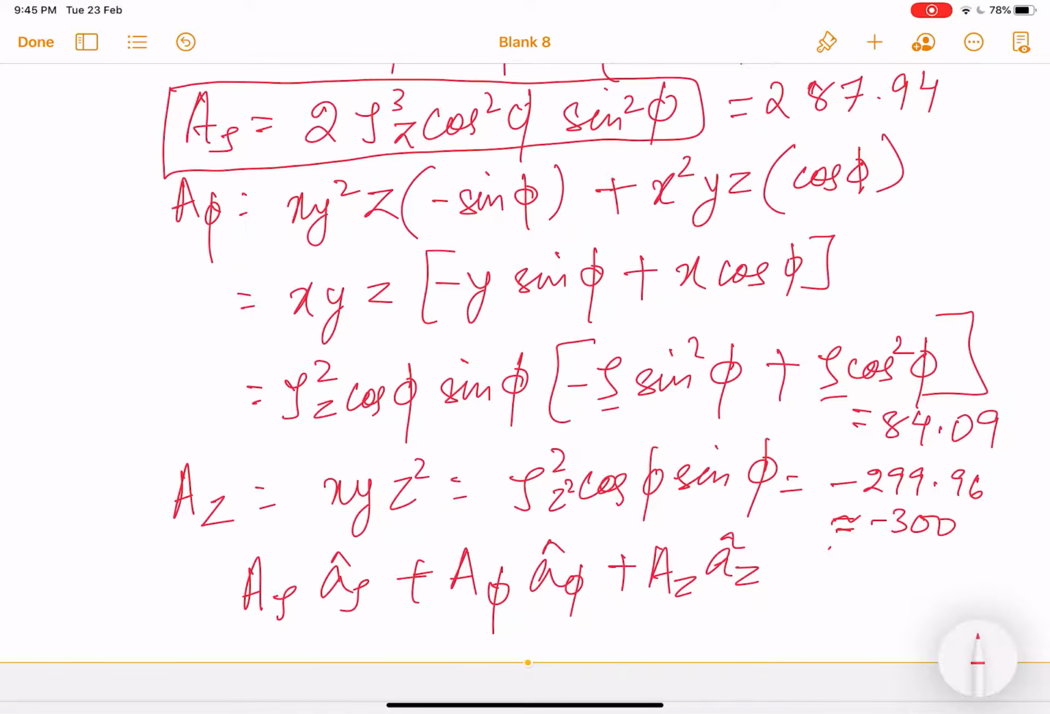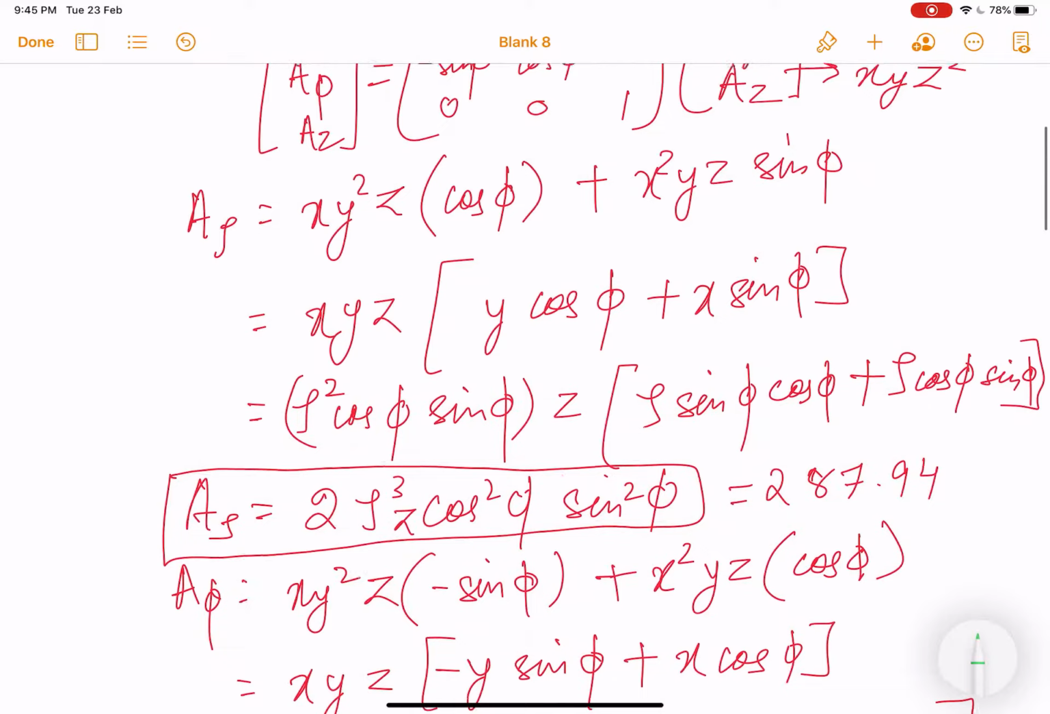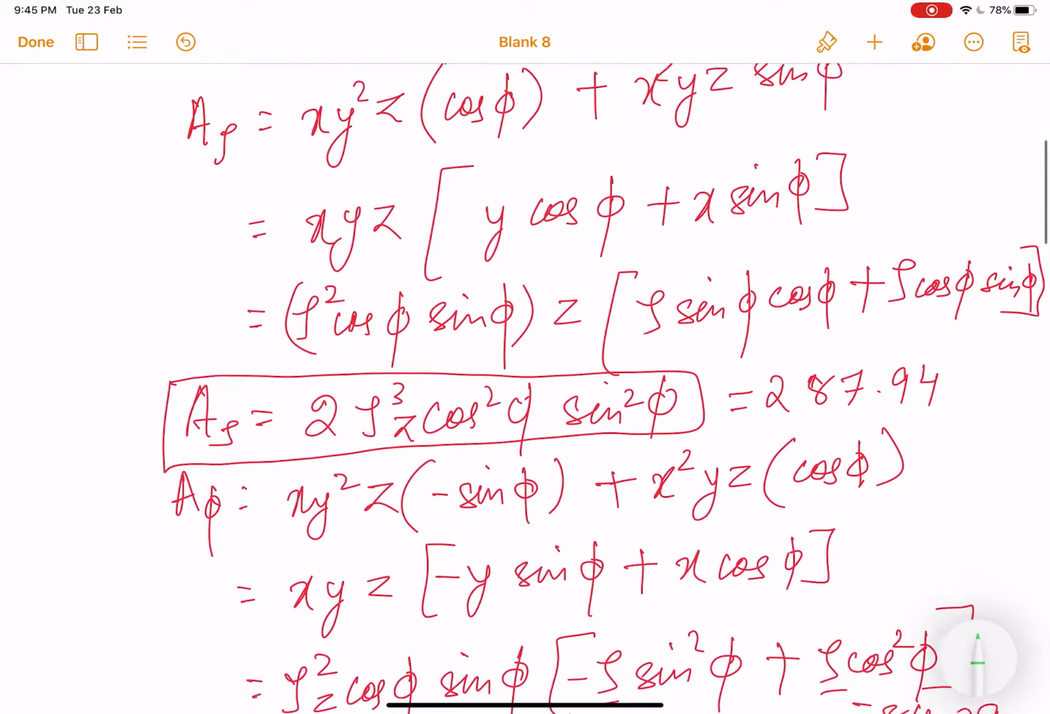Okay, so if I have to write it here, what can I write over here? I can write 287.94 a rho cap, plus 84.09 a phi cap minus 300 a z cap. Okay, I got it like that.